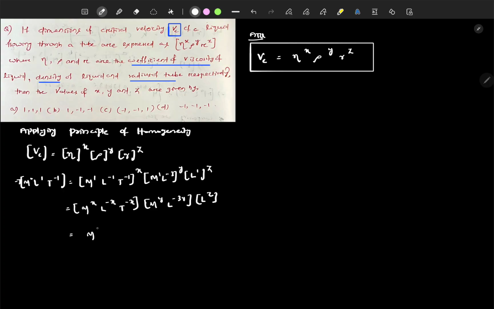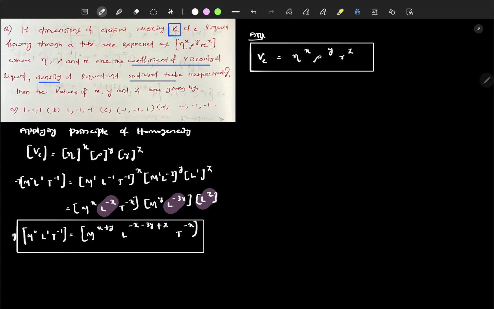So it will be m power x into m power y, m power x plus y, and L power minus x minus 3y, plus another term. For L, 3 terms are there: L power minus x, L power minus 3y, L power z. So it will be minus x minus 3y plus z. Then t power is how much? Minus x. So in LHS, what is present? M power 0, L power 1, t power minus 1. Clear?